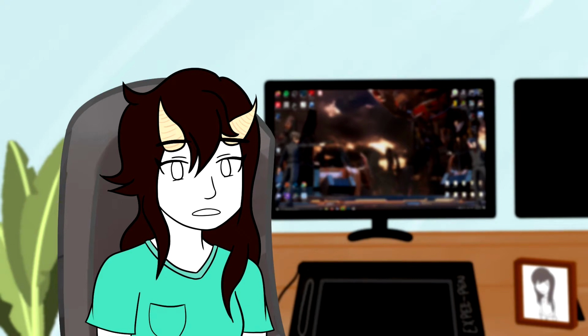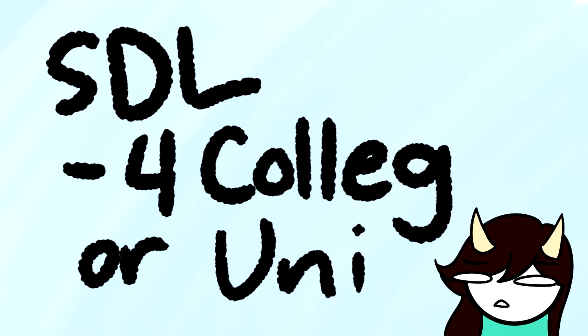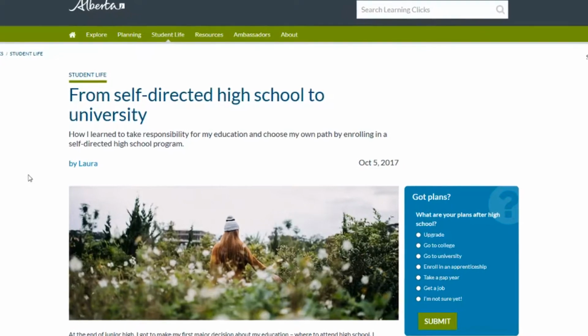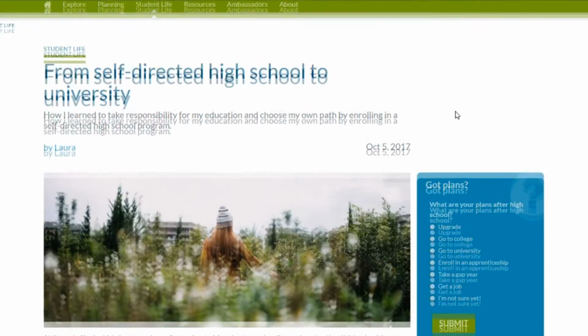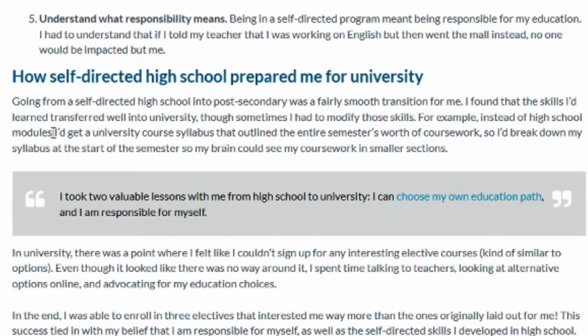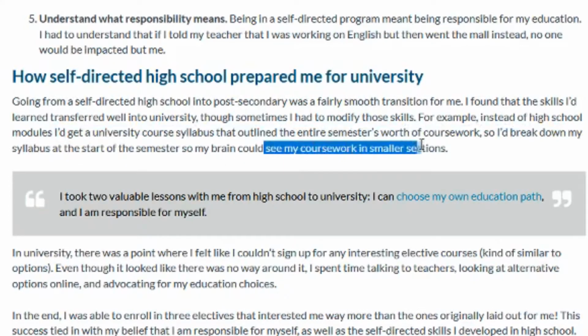I'll start off with saying that my school always attracted people by saying, this will prepare you for university. But I'd just like to ask, who the hell said that? There's actually this article on the Alberta website that I found before writing the script. According to this person who went from, I assume, my school to university, SDL developed her skills in planning, so using her class syllabus, it helped her break down the coursework into smaller sections.